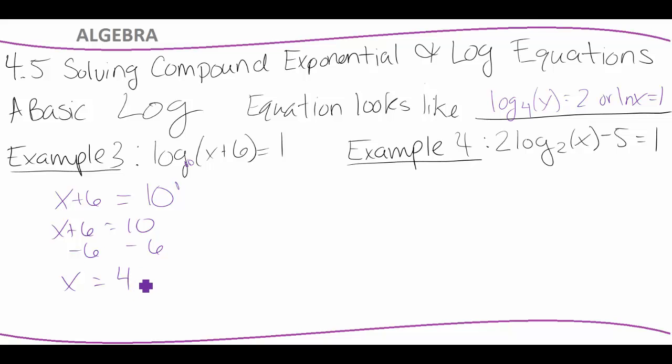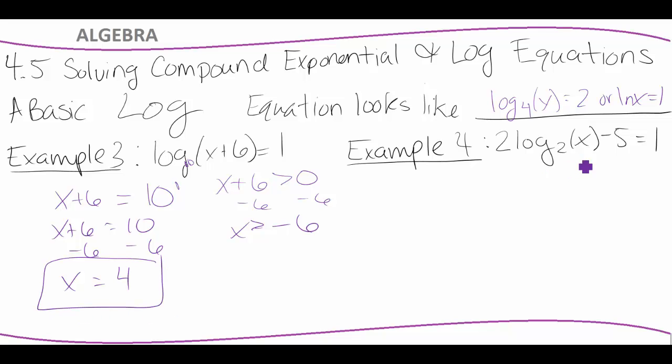Now, one thing we need to check is if this fits in our domain. And we know that for a log, everything inside the logarithm has to be greater than 0. So x plus 6 has to be greater than 0, so we're going to subtract 6 from both sides. We're going to get x has to be greater than negative 6. And 4 is greater than negative 6, so this one works. So we're going to have example 4.